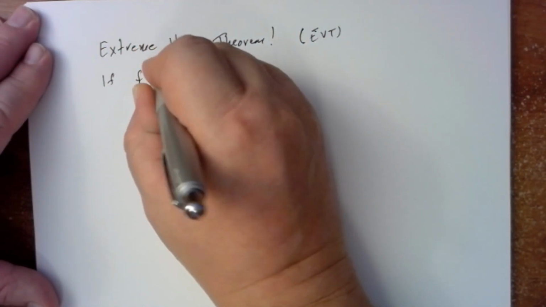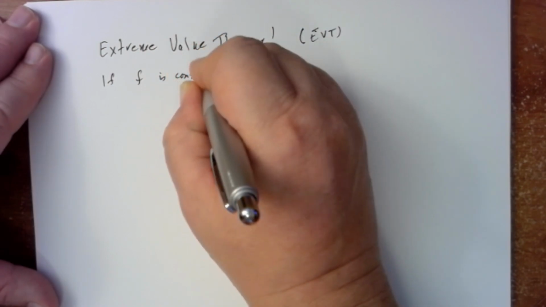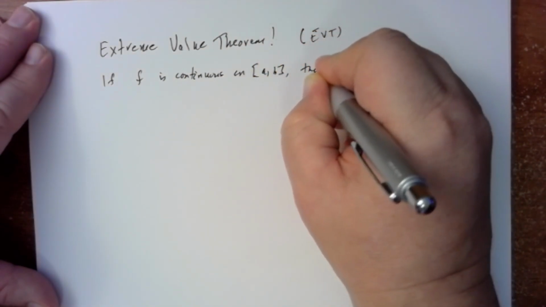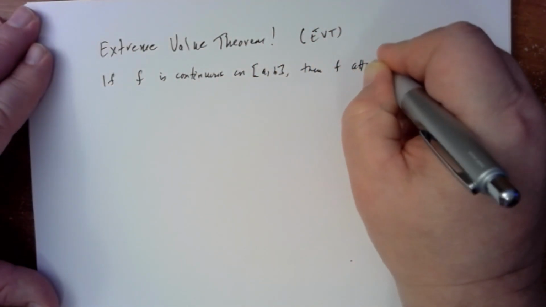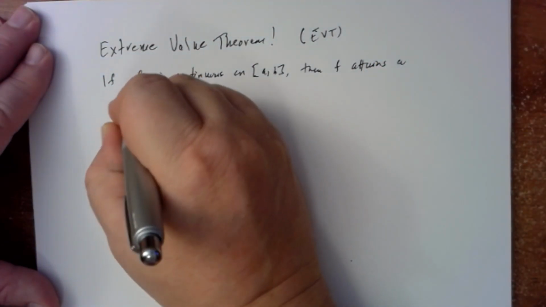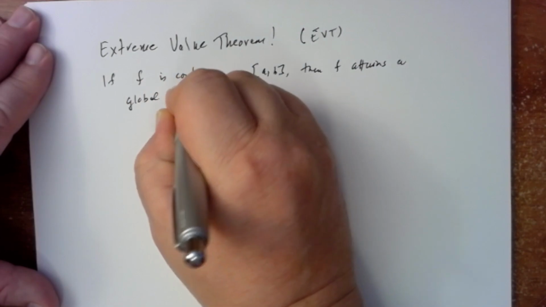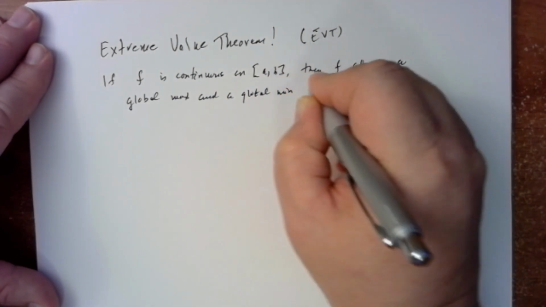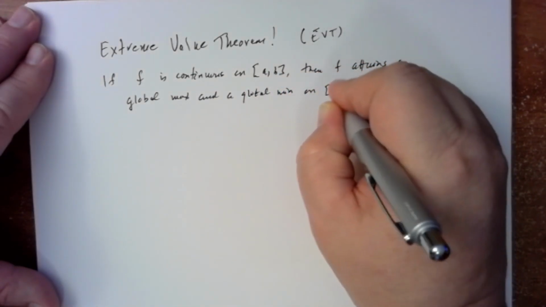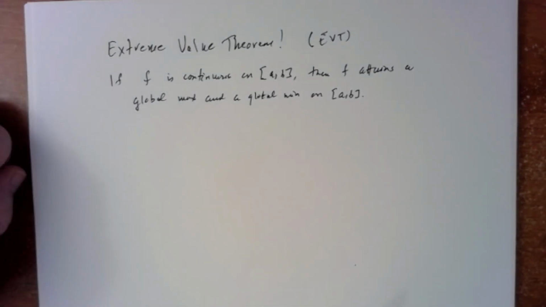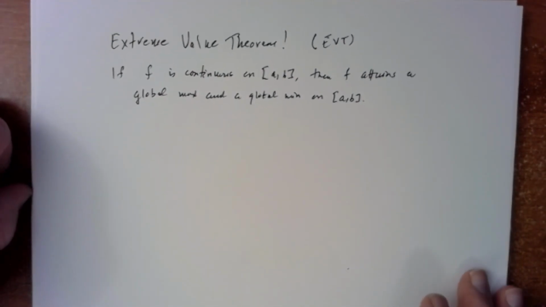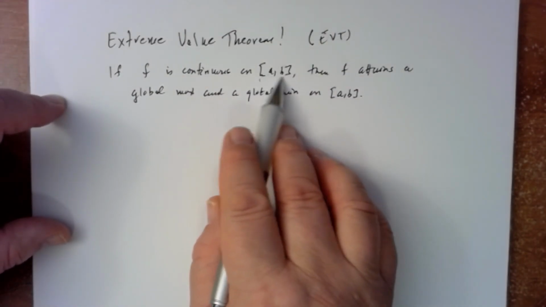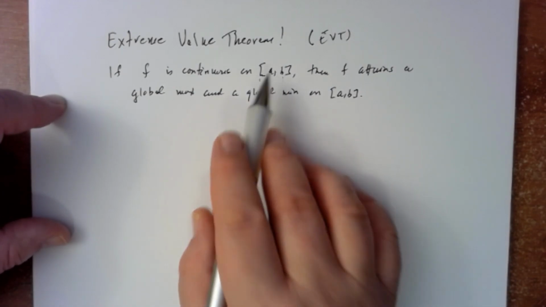If f is continuous on the closed interval from a to b, then f attains a global max and a global min on the interval. Good. That's all we need. We need f to be continuous and we need a closed interval. So it is important that the interval be closed. That means that we include the two endpoints.